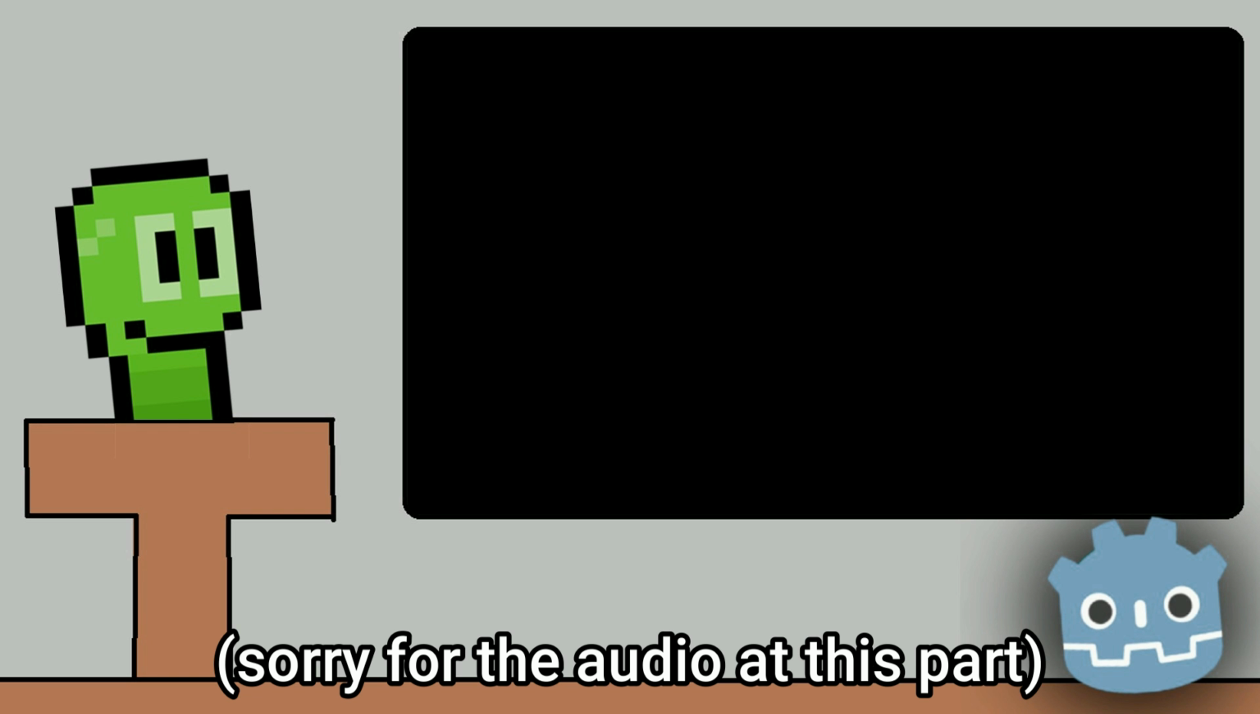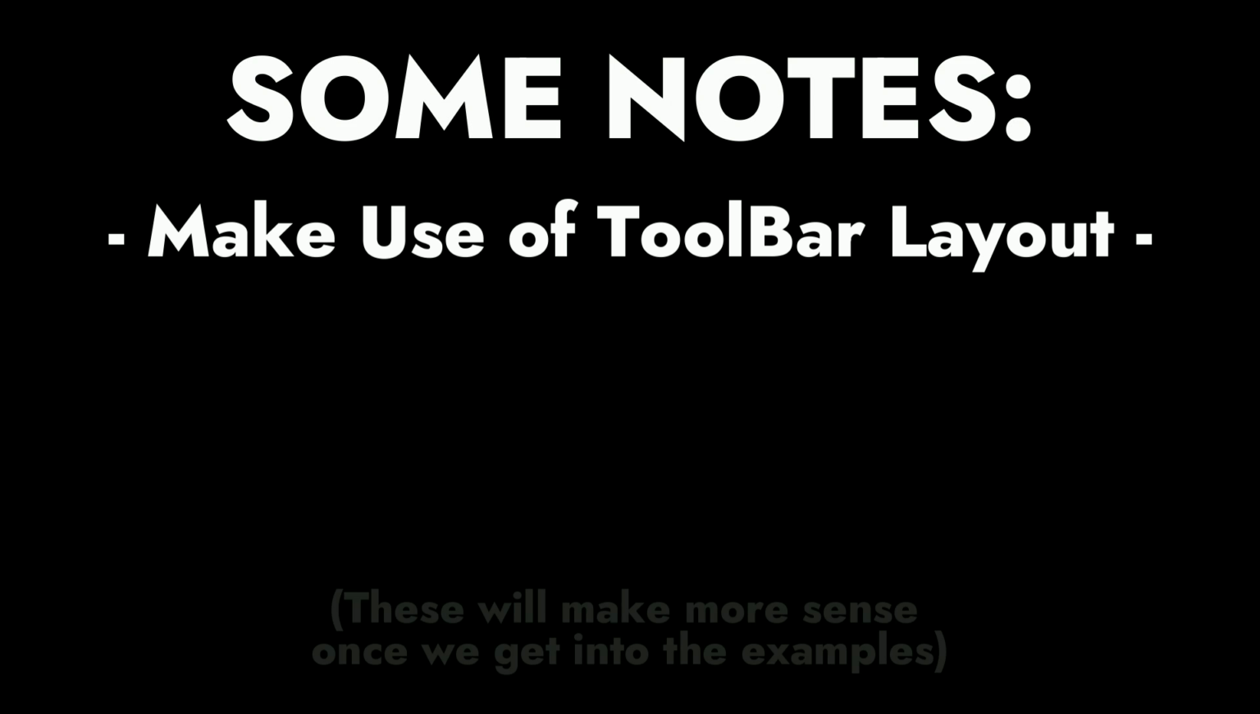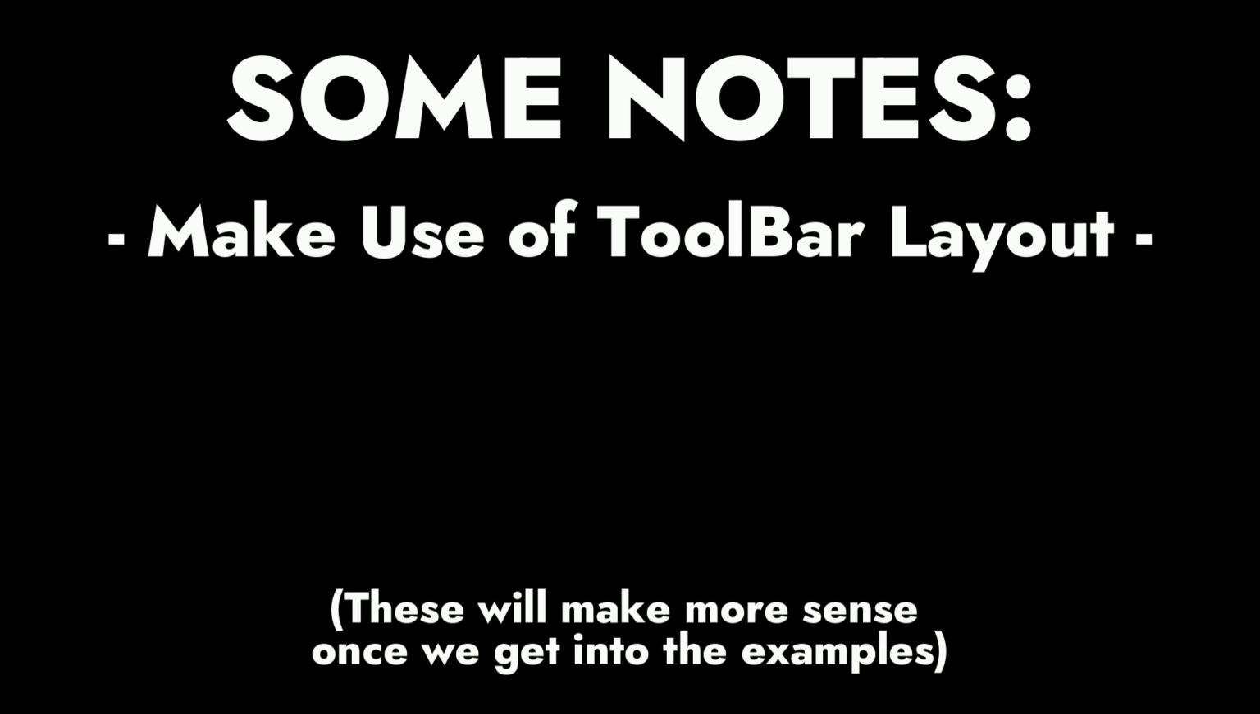So I want to break down UI just a little bit more before we get into the examples. And a couple things that I want to mention are that we need to learn to make use of the toolbar layout presets when positioning our control nodes, as it makes things easier and gives us a point to return to in case something does happen.